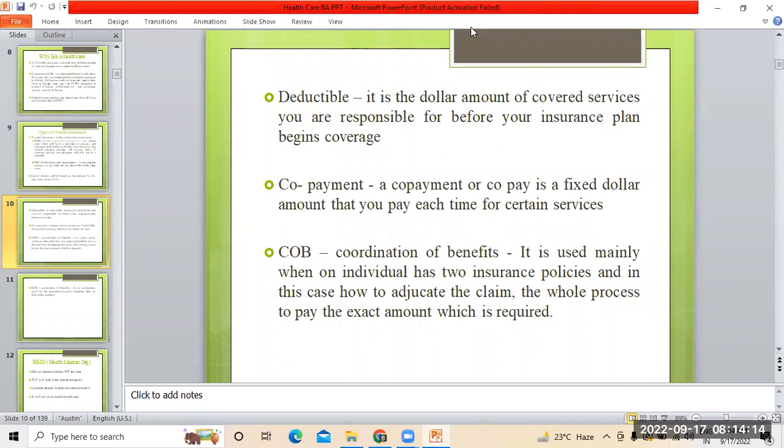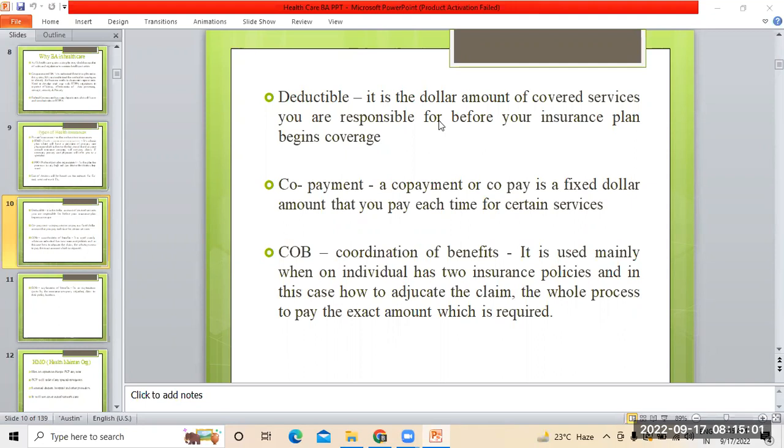Whereas when it comes to the co-payment or co-pay, it's a fixed dollar amount that we need to pay every time, whatever. Right. So the co-payment is a fixed amount of money which is paid before any kind of service is utilized by an individual. So this is all about the co-payment part.